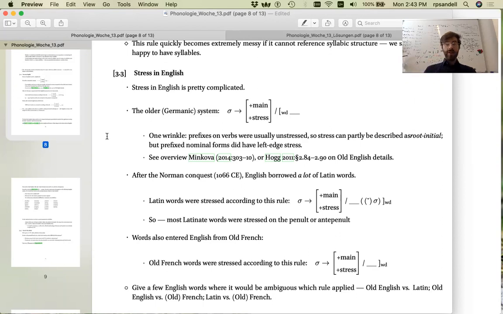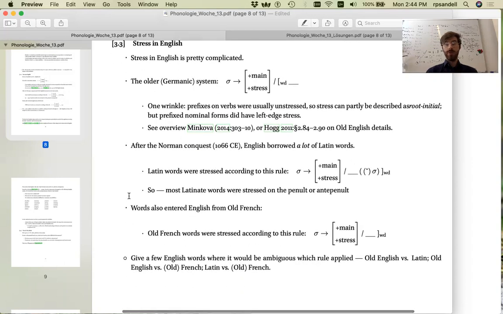Now, one important thing that occurred in the sort of external history of English is that the language borrowed a lot of Latin words, which had a stress rule that looked more essentially like the rule that we just developed for classical Arabic. Primary stress was assigned to the third to last syllable if the second to last syllable was short. Otherwise, stress fell on the second to last syllable, and otherwise on the final syllable in words with only a single syllable. The result is that, of course, most words of Latin were stressed on the penult or antepenult.